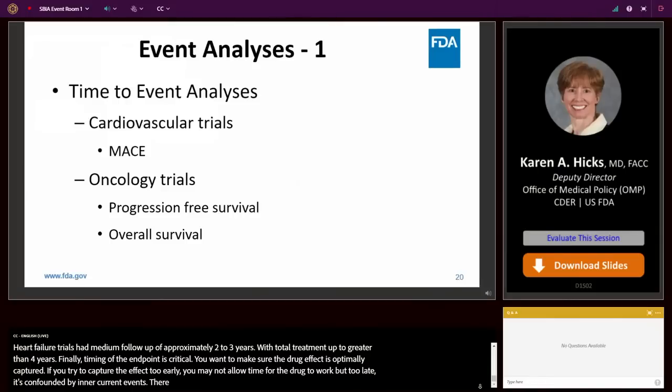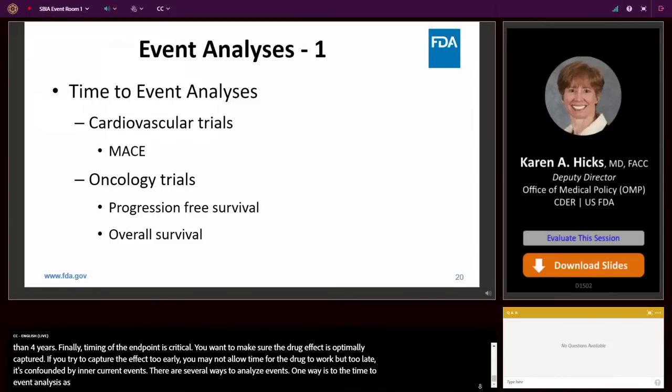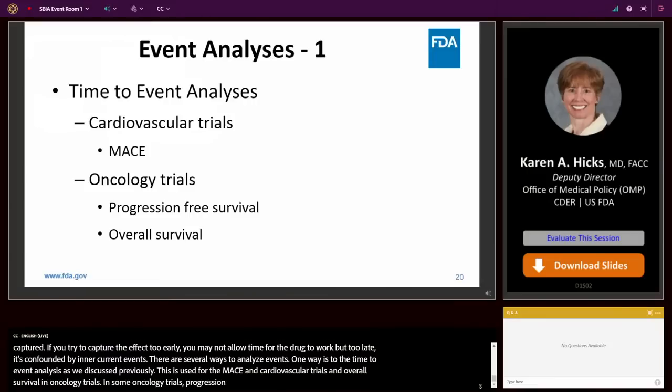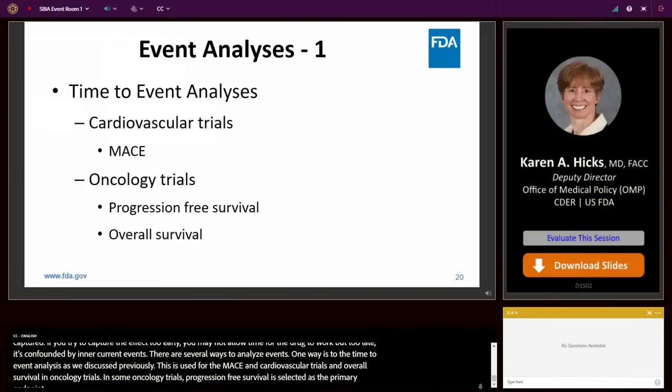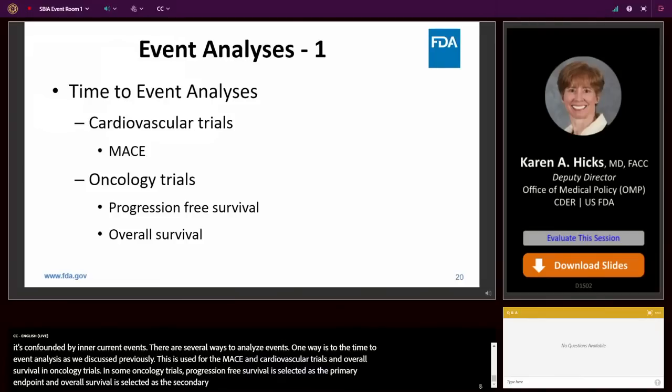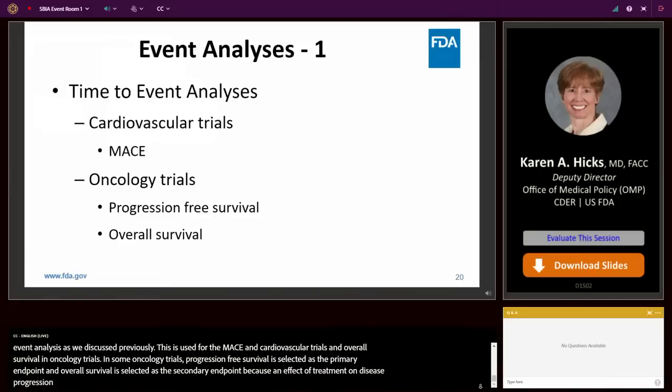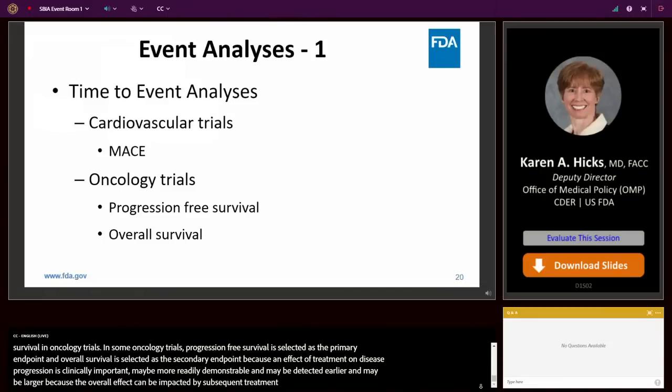There are several ways to analyze events. One way is with the time to event analysis, as we discussed previously. This is used for MACE in cardiovascular trials, and it's also used for progression-free survival and overall survival in oncology trials. In some oncology trials, progression-free survival is selected as the primary endpoint, and overall survival is selected as the secondary endpoint, because an effect of treatment on disease progression is clinically important, may be more readily demonstrable, may be detected earlier, and may often be larger because the observed effect on overall survival can be impacted by subsequent treatment post-progression.